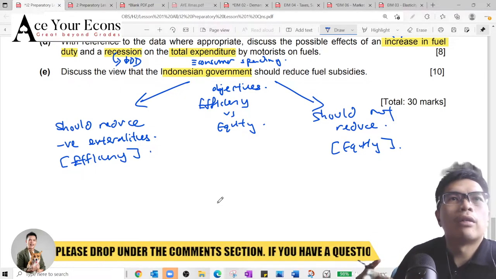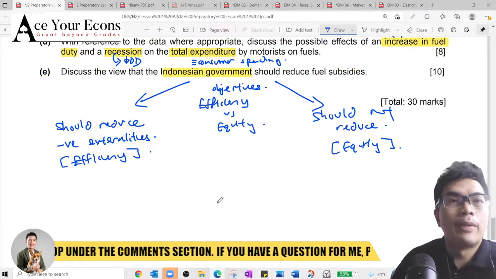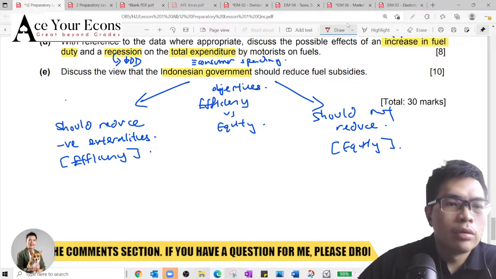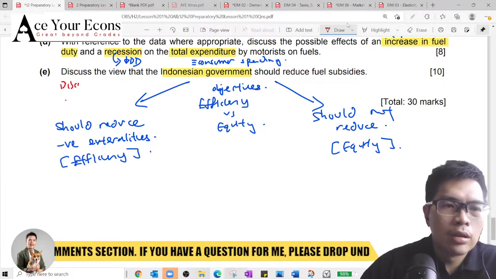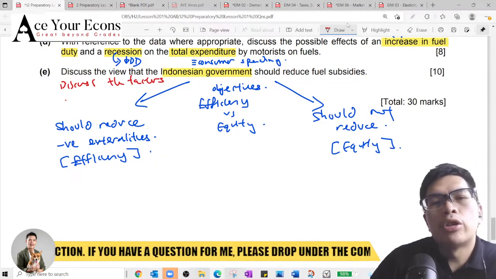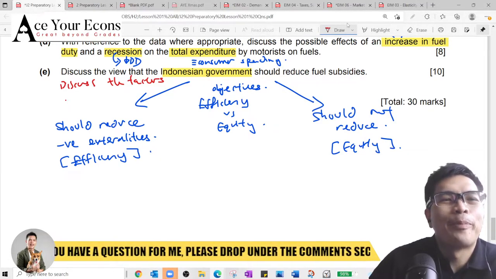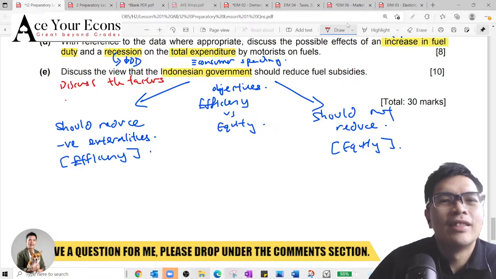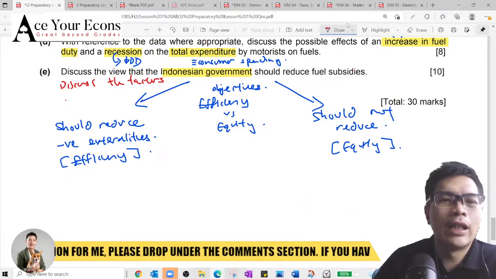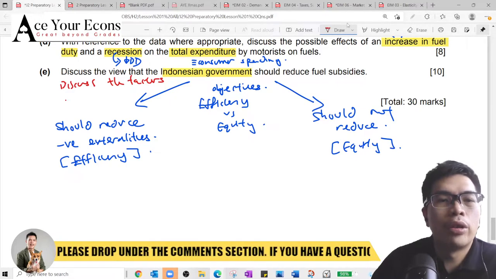Okay, so you realize that in modern days, questions are phrased differently. There's another way of asking. You may want to copy this down. This is a very likely question. They will ask you: discuss the factors that the Indonesian government should consider when they reduce fuel subsidy. So instead of using should, they paraphrase it: discuss the factors that the Indonesian government would consider when they want to reduce fuel subsidy.